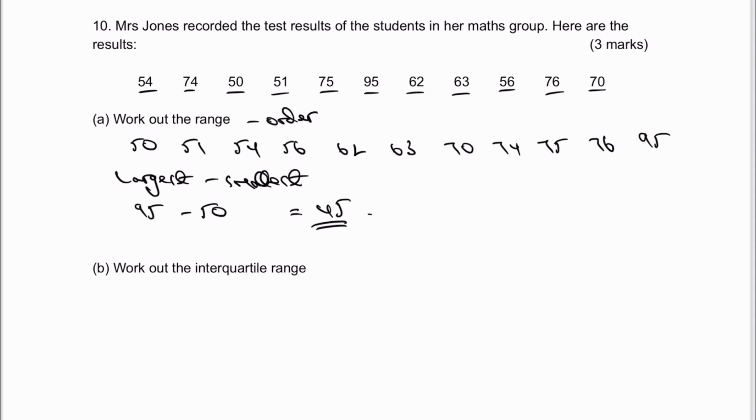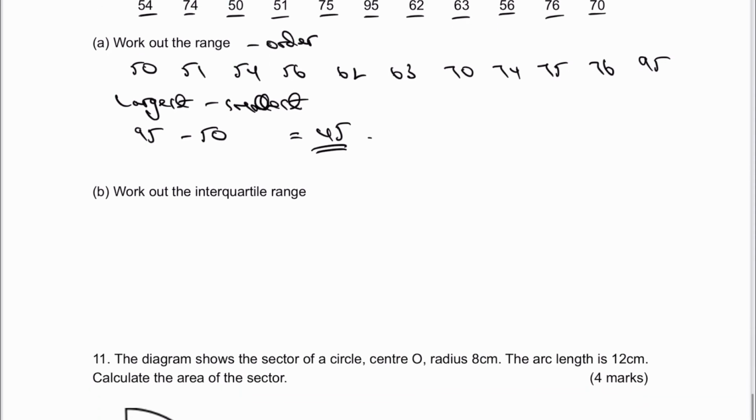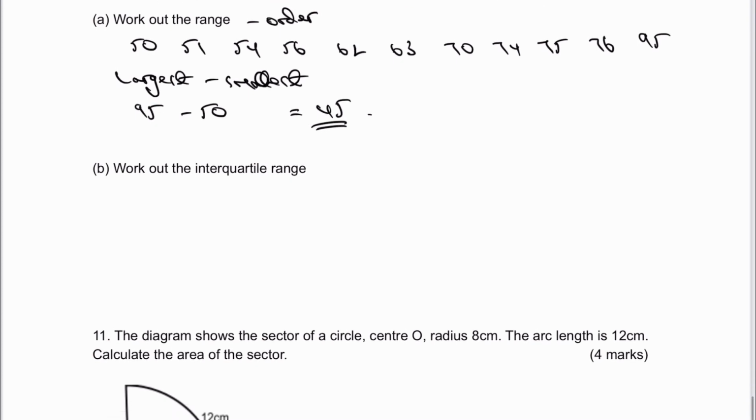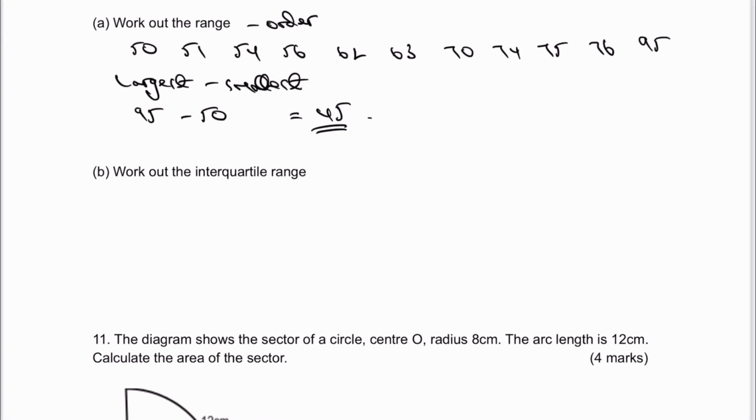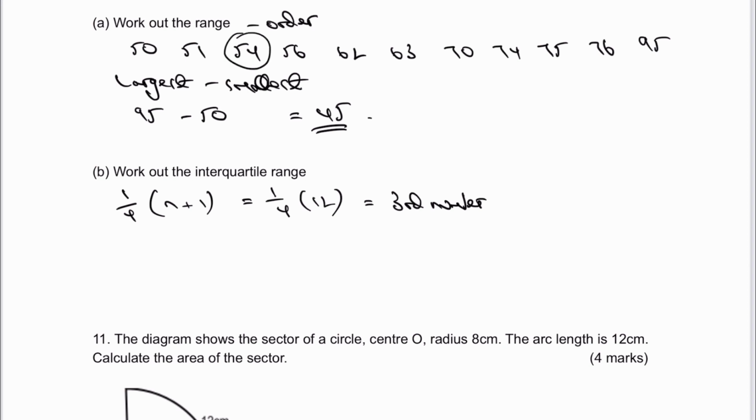Then it says work out the interquartile range. Now, there are a couple of different ways of doing this. I personally prefer to use, if I can, a little formula, and that is that the lower quartile is going to be a quarter of n plus 1. So it's the number of numbers plus 1. The number of numbers is 11, so 11 plus 1 is going to be 12, so it's going to be a quarter of 12. So that basically means that the third number along is going to be the lower quartile, which if we look on the actual list above us, is 54. And that would be the first number we need.